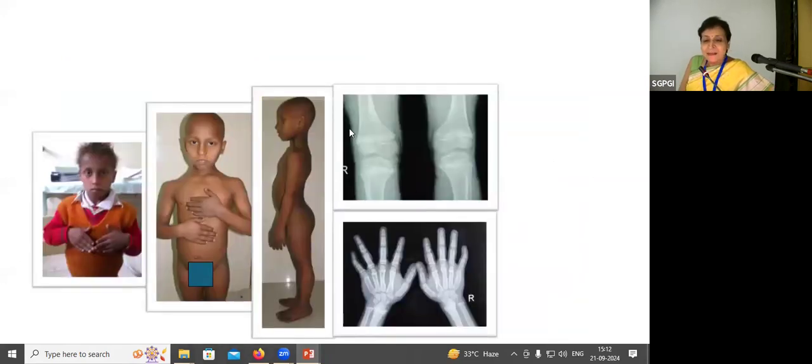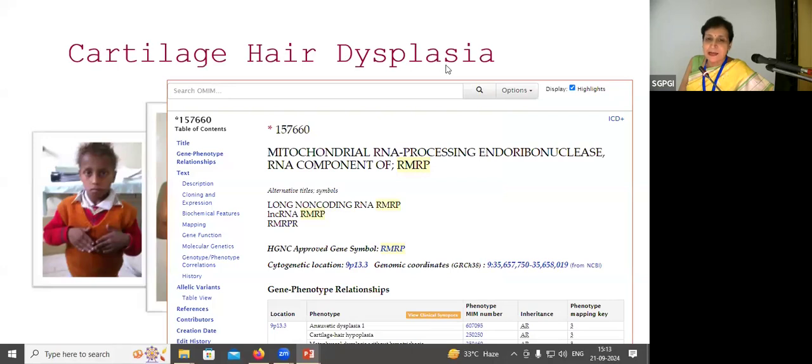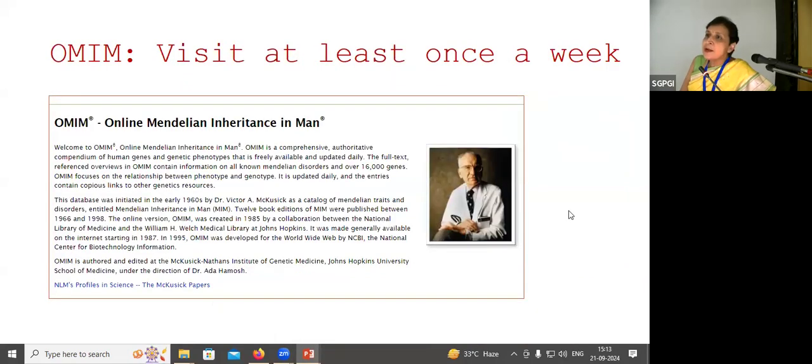Then there are some other disorders, like short stature and rickets. Everybody was treating it like rickets, but this boy has very sparse hair. And this is not rickets, but metaphyseal dysplasia of cartilage hair dysplasia. If you want to find out about this disease and gene, you go to this website called OMIM and find out about the gene and which other diseases are caused by the gene. So everybody should visit the OMIM website at least once a week, because you will be getting at least 1 or 2 patients of monogenic disorders in your OPDs.